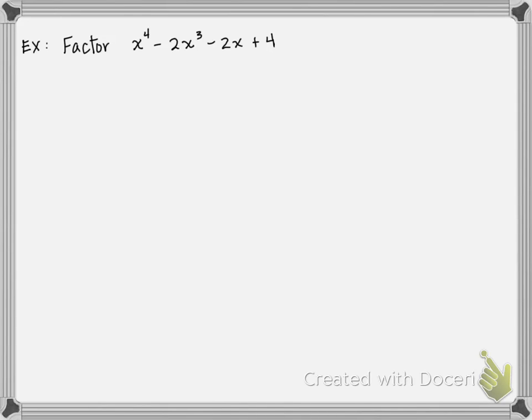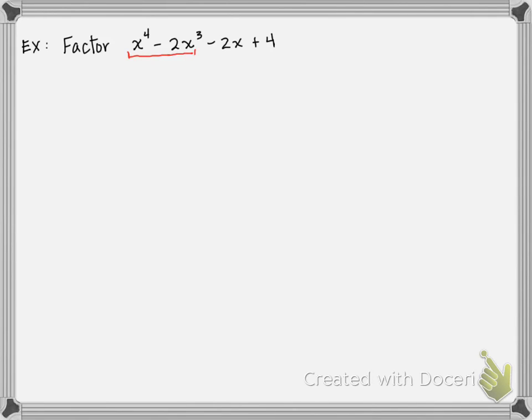Is it in descending order? Yes. Is the leading coefficient positive? Yes. Is there a GCF I can factor out? There isn't, right? So I mean from the whole thing. So if I look at all of the terms, they don't have any common factors. So now how many terms do I have? 4, so we're going to factor by grouping.